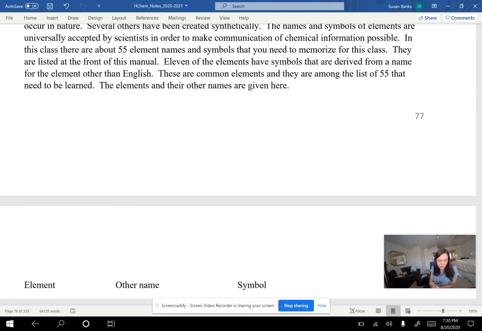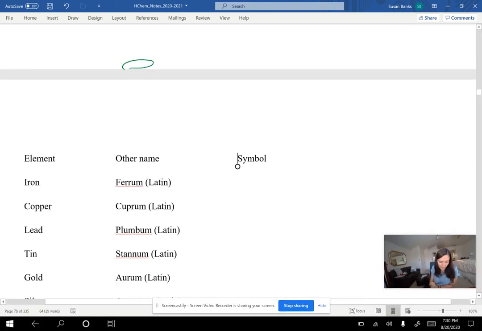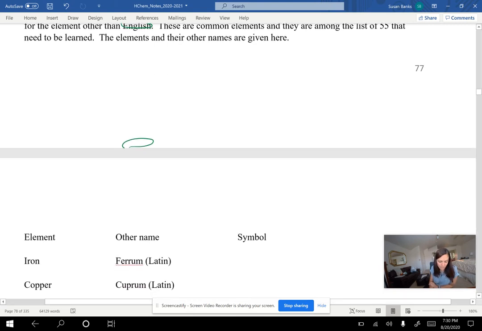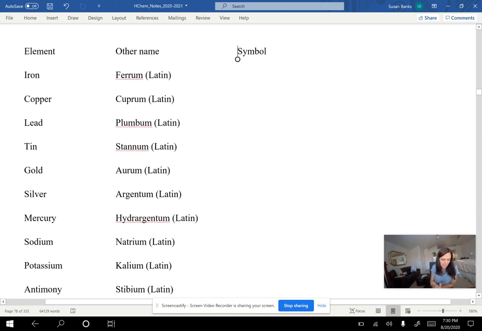We're going to go column by column. So 11 of the elements have symbols that are derived from a name other than English. It makes it kind of difficult for us to understand them sometimes. So here we go. Here are the non-English derived names for the elements. Iron. This is a Latin name, so we call it ferrum or Fe. So why do you think the Ferris wheel has its name as the Ferris wheel? Maybe because it's made of iron?